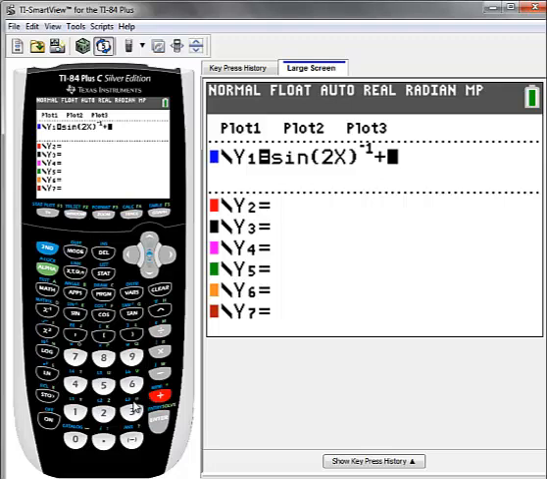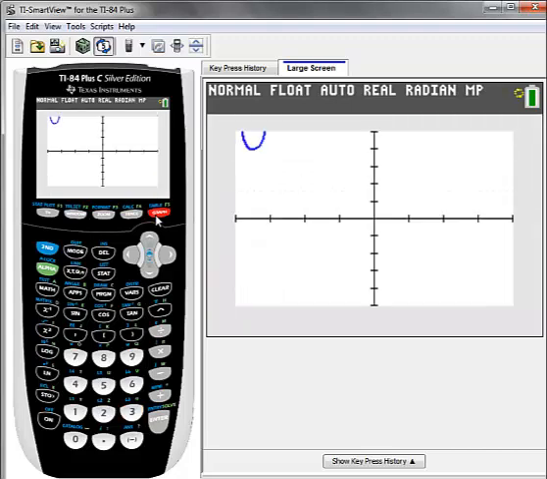Okay, I could do something like cosecant 2x plus 3, to move the whole thing up by 3. So again, this is the equation in your calculator of the cosecant of 2x plus 3. So you should see that whole thing shifted up by 3 units.